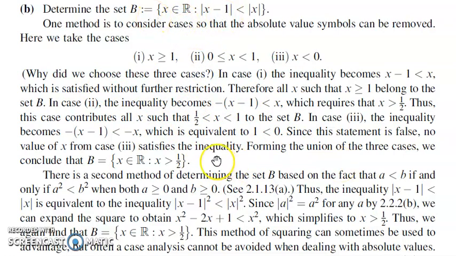And in the second method, we considered the possibility that a is less than b if and only if a square is less than b square. Using that, we have solved this problem. So these are the two different methods to solve this problem.